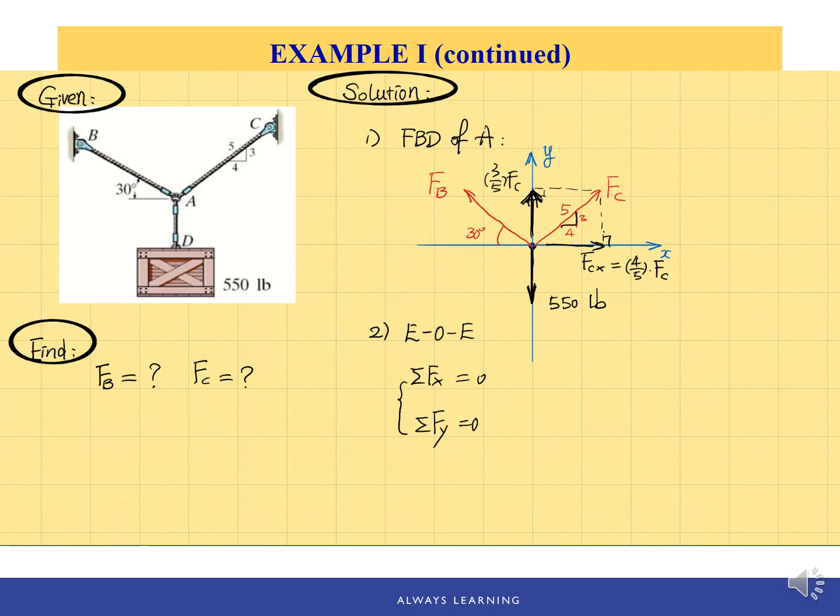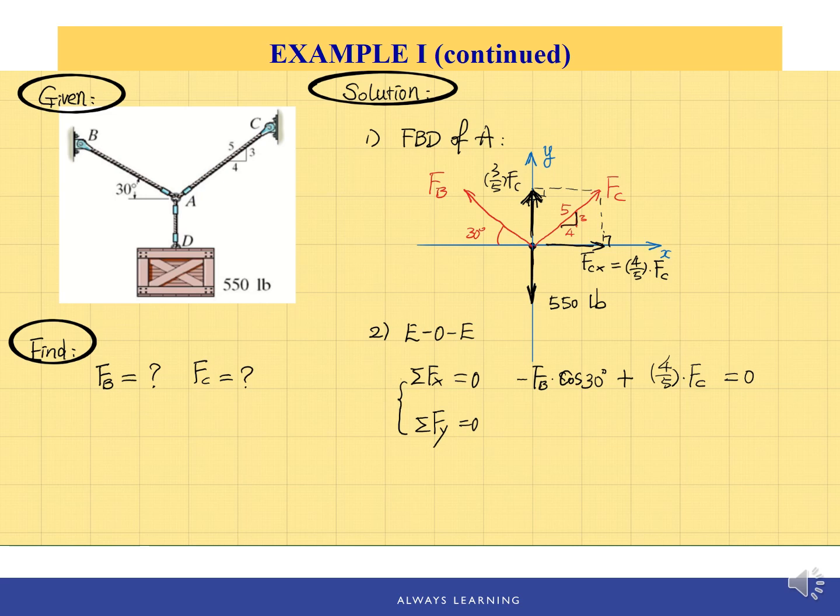First, for the FBX, it will be pointing to the negative X direction, so it will be negative FB cosine 30. And the next X force will be positive FCX, which will be 4/5 times FC. These are the only two forces pointing in the X direction, so it equals 0. And same idea for the Y components.